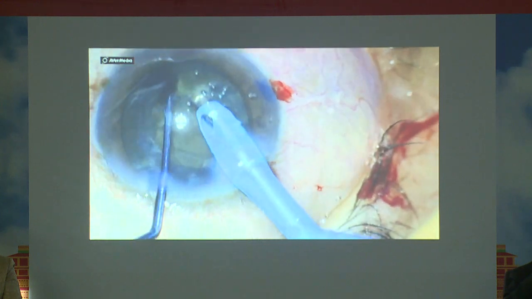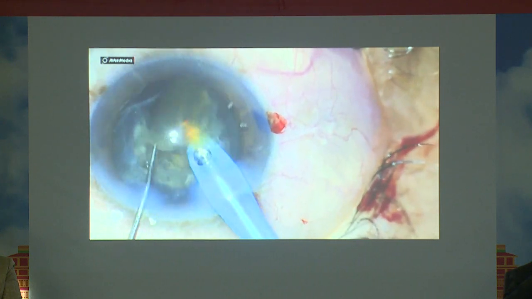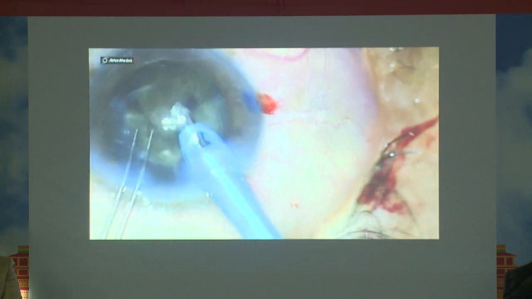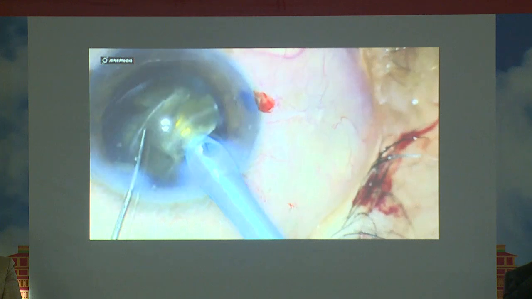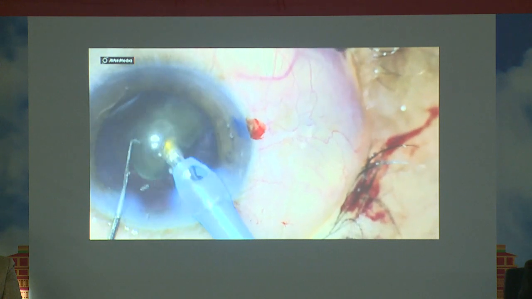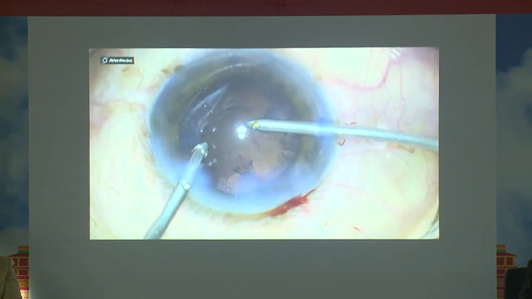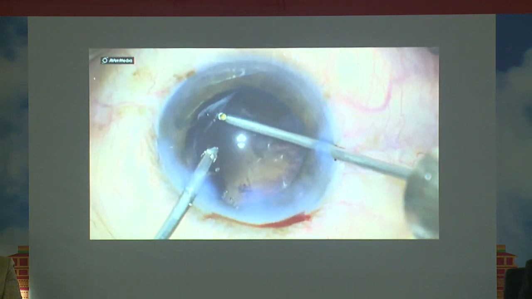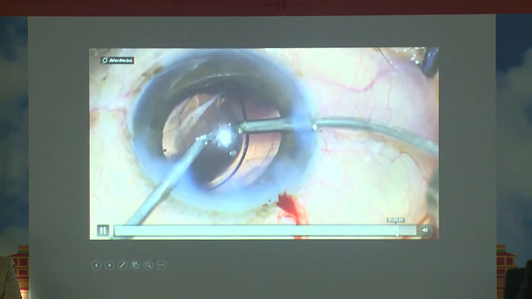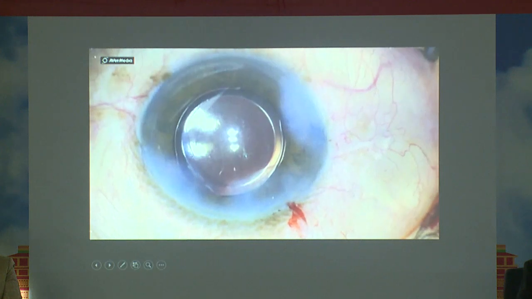Again doing the multiple sub-chops. And removal of this central endonucleus is also important before trying to remove the chops. And so the little cortex is being removed, and the single piece IOL is implanted, and the visco is removed from the anterior chamber as well as from the bag.